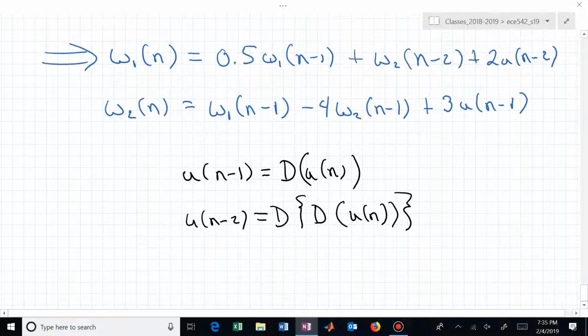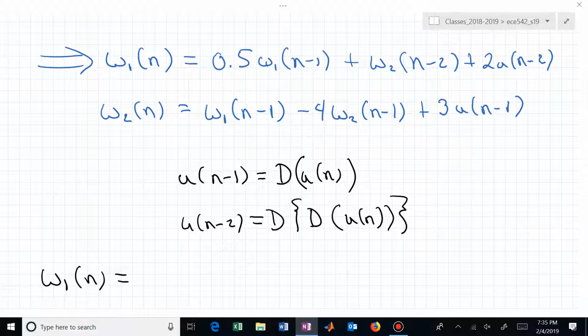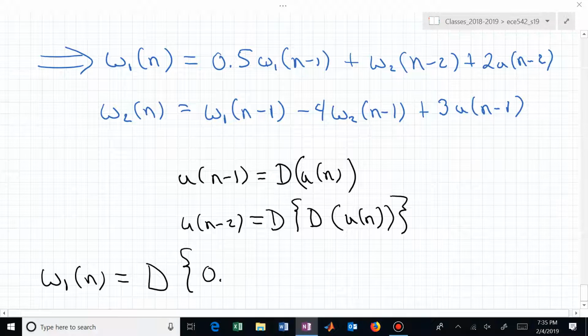What I want to do is write that first equation, W1 of n, as a collection of weighted or delayed versions of W1, W2, and U. So let me start with this. Well, I can start in many different ways. Let me say there's a delay on the very first one, and that would be 0.5 W1 of n. Is it clear where that came from?